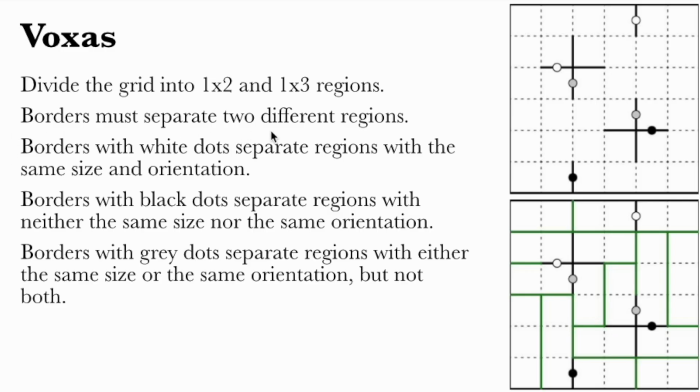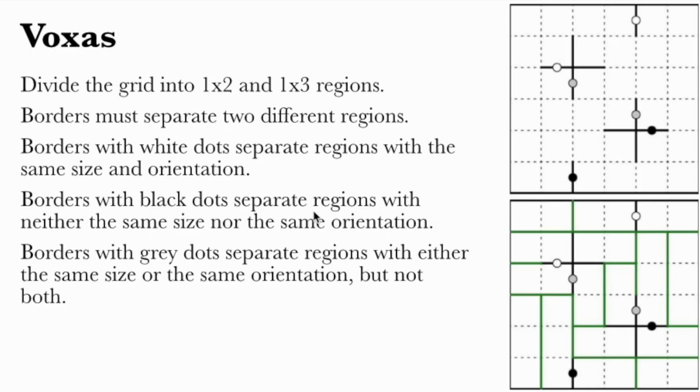Borders must separate two different regions. Borders with white dots separate regions with the same size and orientation. As an example here, this horizontal domino is separated by a white dot from another horizontal domino. And you can see the same thing happening here in a different layout.